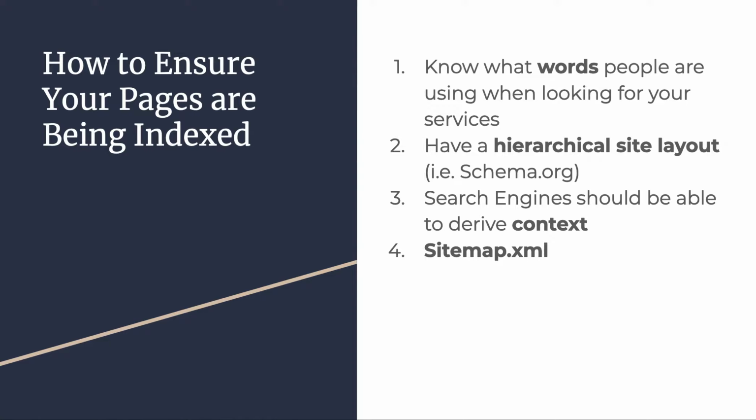3rd, search engines should be able to determine the context of your website based on your headings, content, links, etc. For example, rather than having a link that says click here, you might say something like, click here to learn more about the benefits of the service you provide. And 4, you should have a document called sitemap.xml. This file, properly formatted, acts as an easily searchable and indexable map of your website.